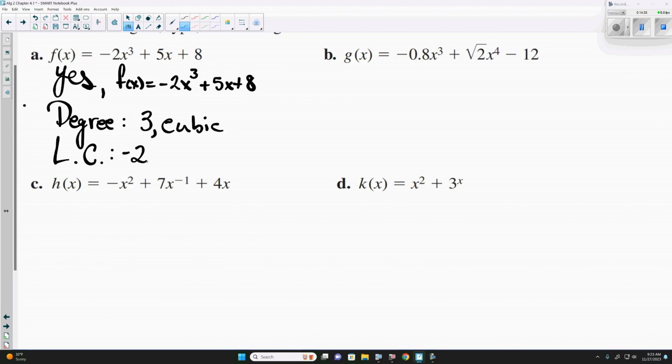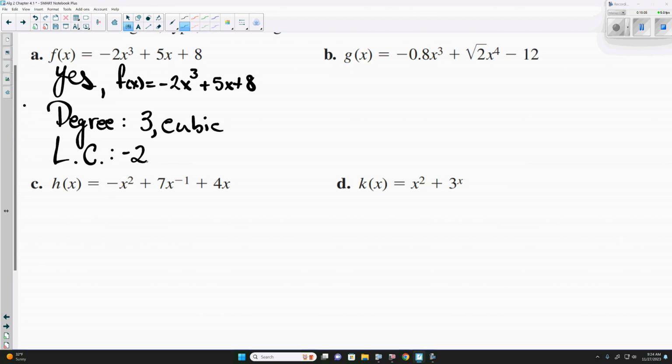G of x is equal to negative 0.8x cubed plus the square root of 2 times x to the 4th minus 12. Is there a negative exponent attached to a variable? Are there fractional exponents attached to variables? Is there a variable in the bottom of a fraction? Is there a variable inside of a radical? It looks like it, but does the radical actually extend over the x to the fourth?